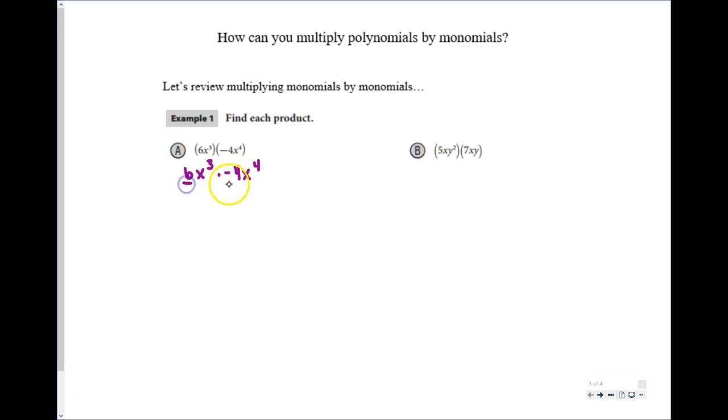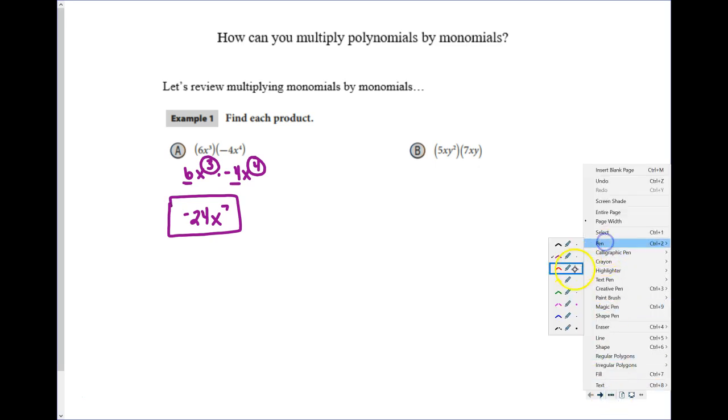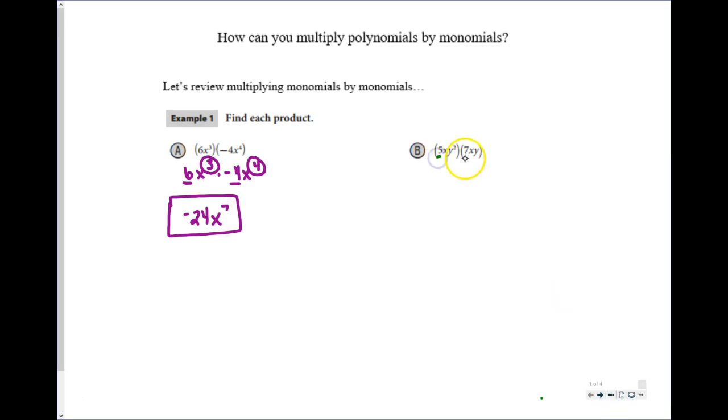So I'm going to multiply the 6 and the negative 4 to get negative 24. And then when I multiply these bases, I'm going to add the exponents together to get x to the 7th. Okay, this is just review from the exponent unit. Example B, same idea. We're going to do 5 times 7 to get 35. Then I've got x and x. Well, x times x is x squared. And then I've got y squared times y, which is y to the 3rd.